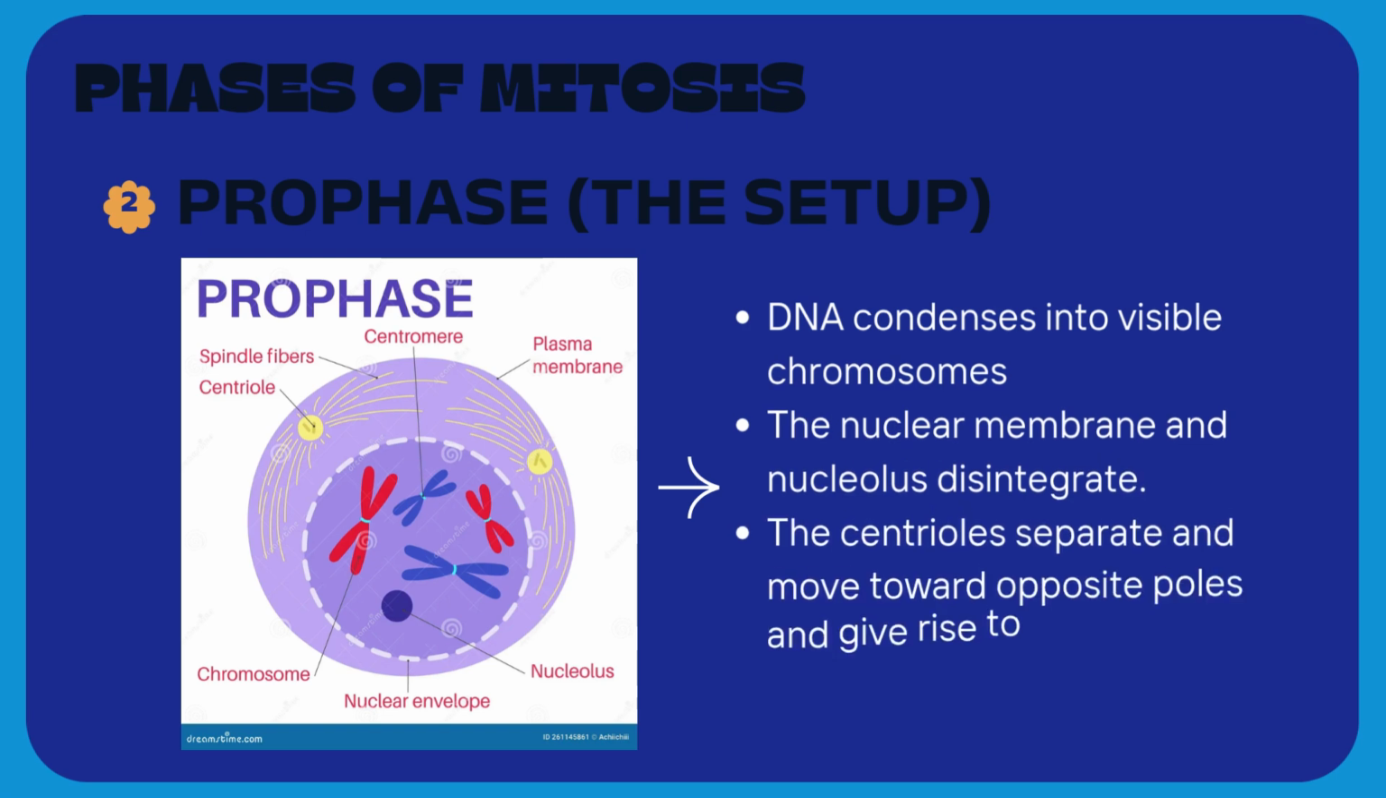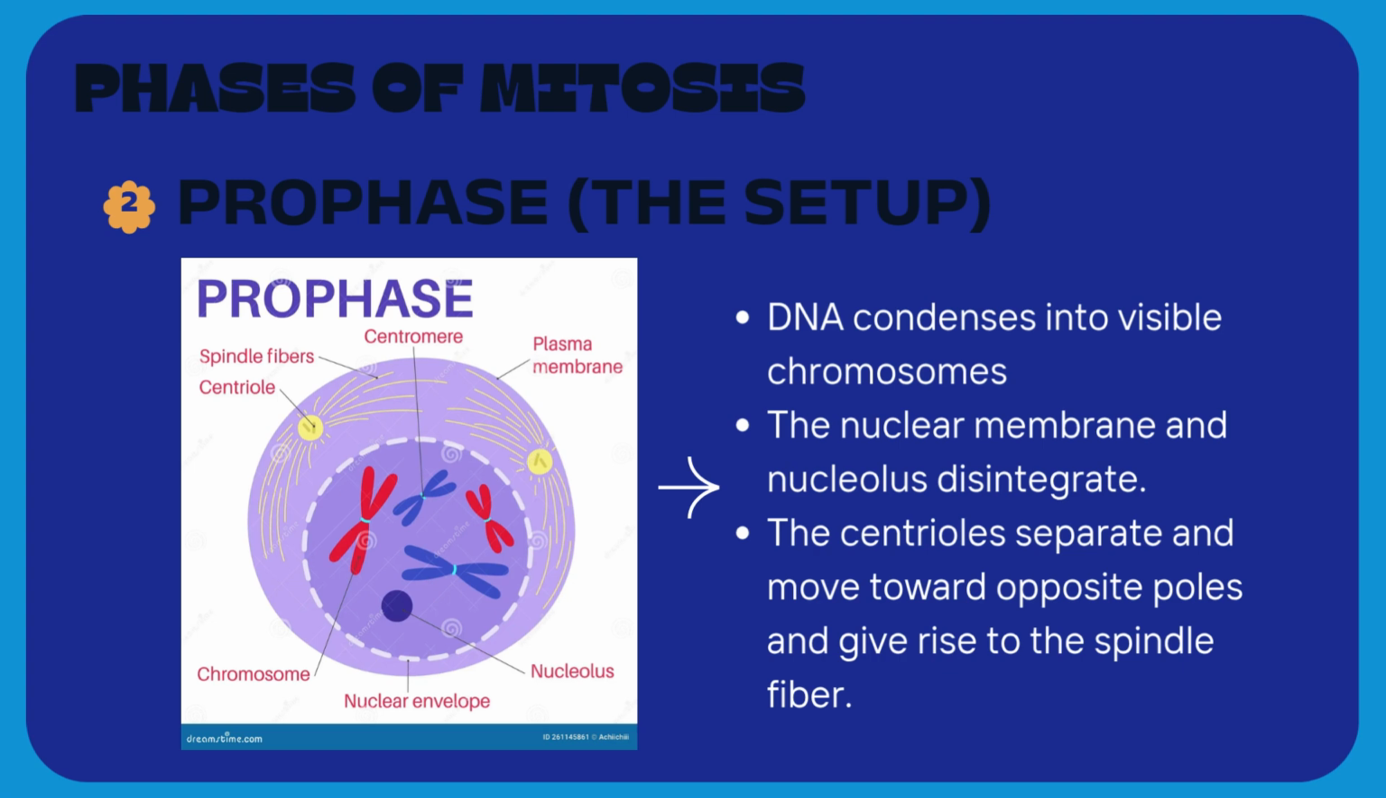Let's start the different phases in mitosis. The first phase is the setup phase, prophase. We already spoke about interphase, now we're in prophase. Cell division is now starting. So what happens inside the cell? The DNA condenses into visible chromosomes. They shorten, thicken, and become visible chromosomes. And then the nucleus and the nuclear membrane disappear.